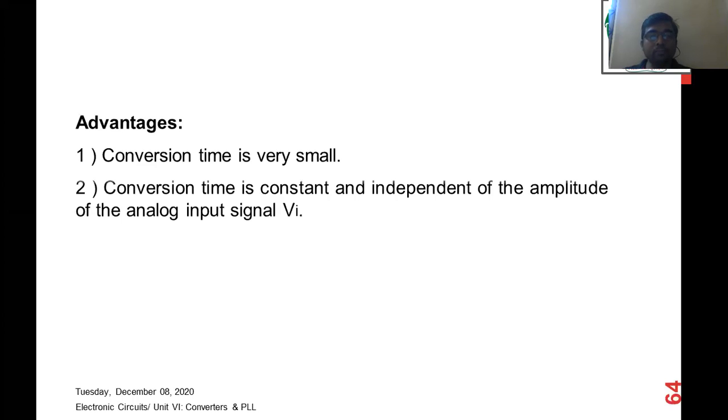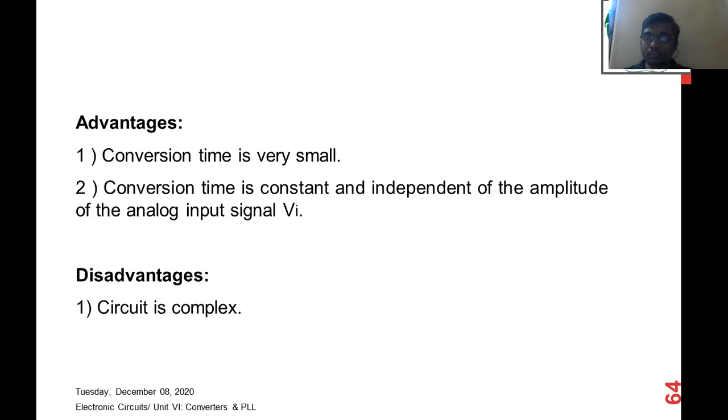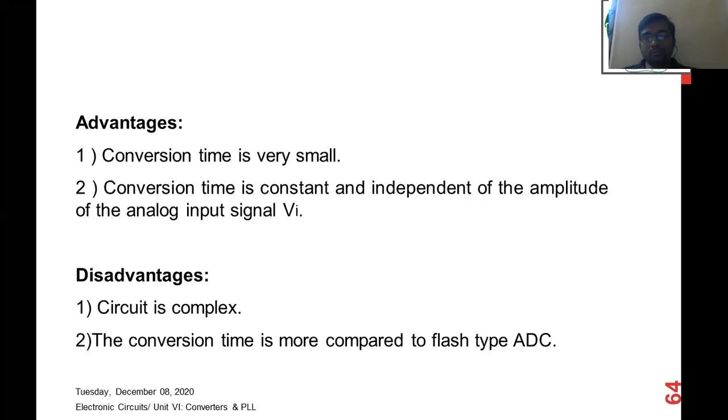Now we have to see the advantage of this SAR type A to D converter. Here the conversion time is very small, constant, and independent of the amplitude of the analog input signal VI. But what is the disadvantage here? The circuit is complex. This is the only disadvantage you can consider here. Or you can also see there is one more disadvantage, like conversion time is more as compared to the flash. Flash is direct conversion, so it is faster than this successive approximation type ADC.